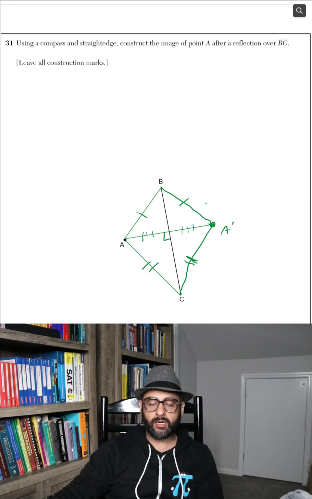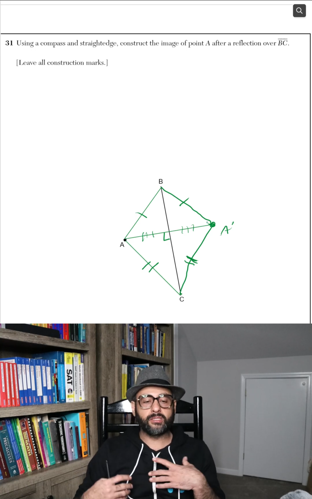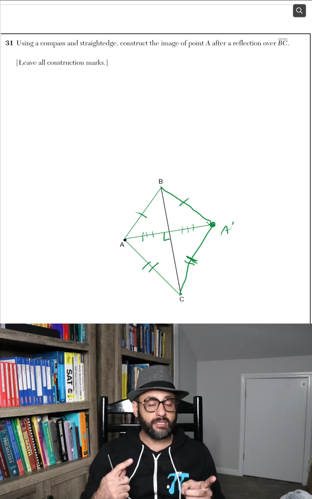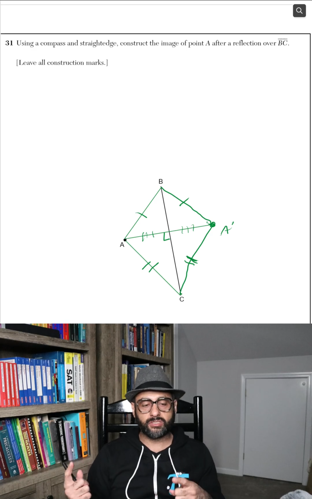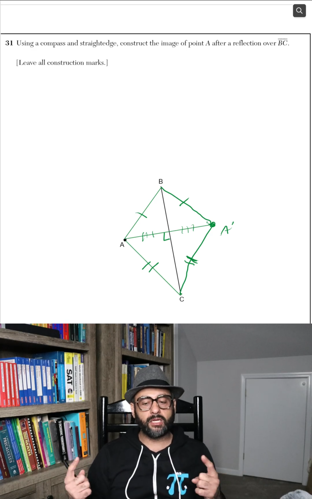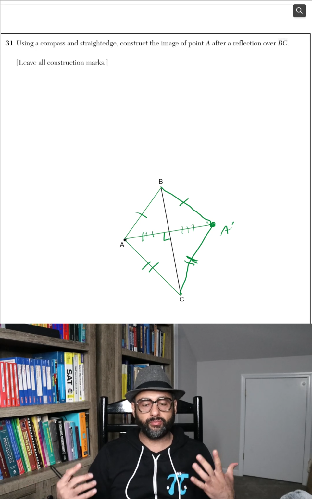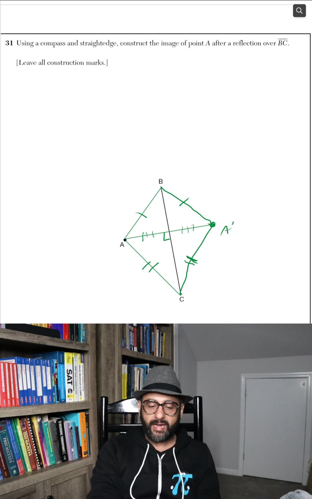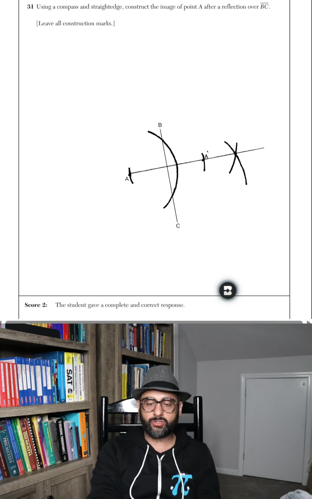But how can I know that I have a line segment from B to A and A prime that are congruent? Well, what I happen to know is that if there is a circle centered at B that goes through A, it's going to also go through A prime, because a circle has a constant radius. Similarly, if I have a circle centered at C going through A, it's going to also go through A prime, because the radius of a circle is constant. So in fact, that's what I'm going to use to construct it.